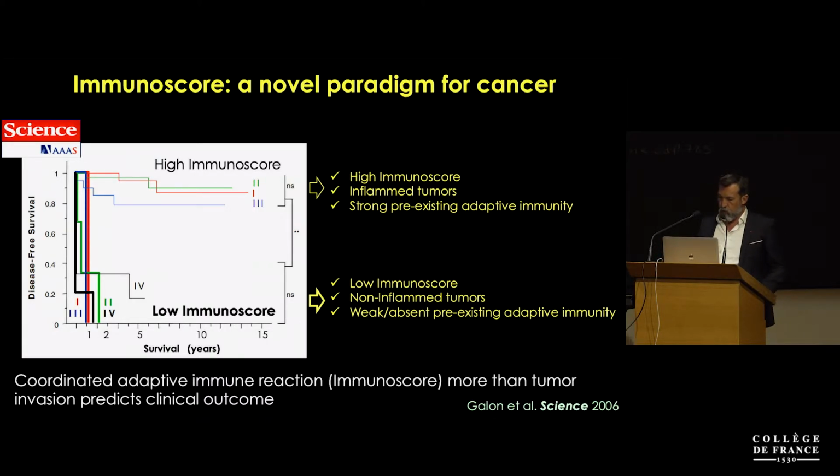And what was the most striking was the fact that this was the same regardless of the stage of the patients. As you can see here, all patients, regardless of their stage, were having a good clinical outcome, and this is 15 years of follow-up for the patients. So this coordinated adaptive immunity, more than the tumor invasion parameters, were really predicting the survival of the patients.